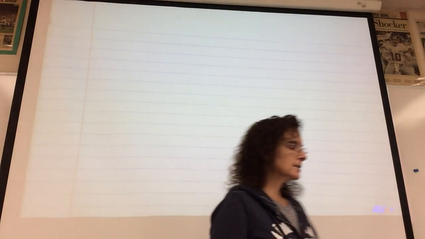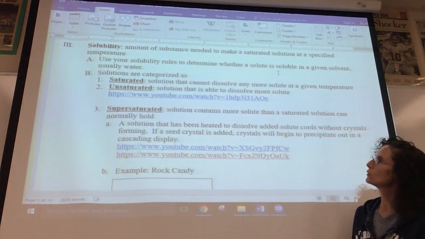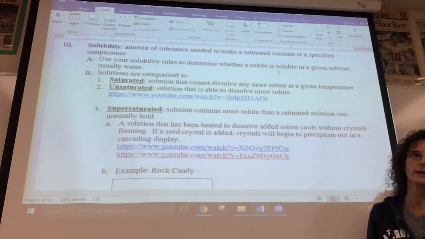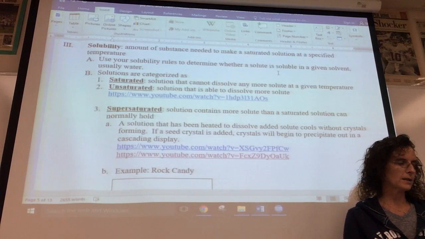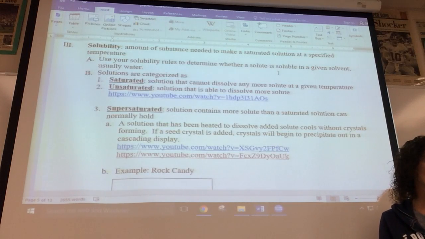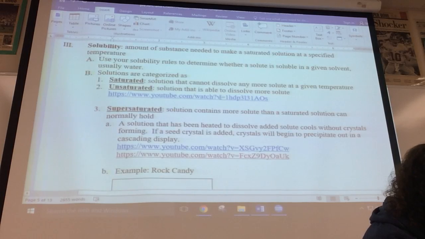So in regard to solubility, you can use your solubility rules to determine if a solution is soluble. And we want to categorize solutions as saturated or unsaturated. As you alluded to, a saturated solution can't dissolve more solute at a given temperature, whereas an unsaturated solution can. Let's take a look at this pictorially so you get a feel.